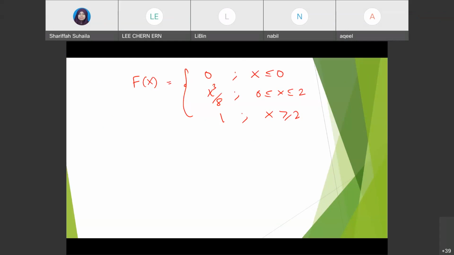Maksudnya kita menjawab. Kita ada x less than 0, 0. X greater than 2, for example x equals 3, x equals 4, the answer for your cumulative is equal to 1. But between 0 and 2, or from 0 up to 2, the answer is x cubed over 8.